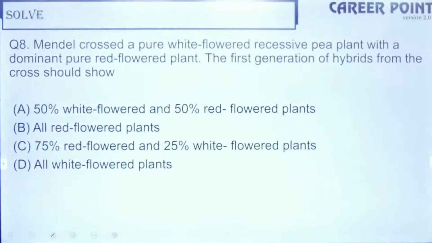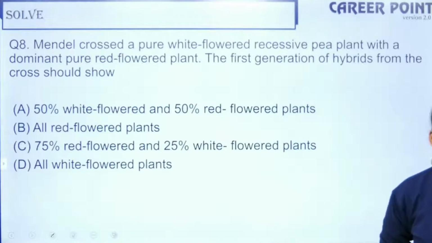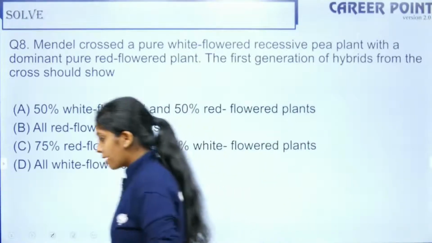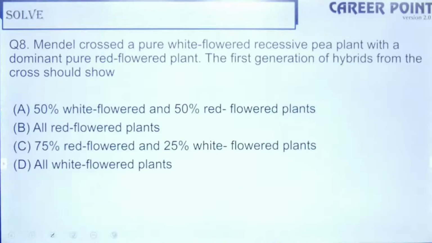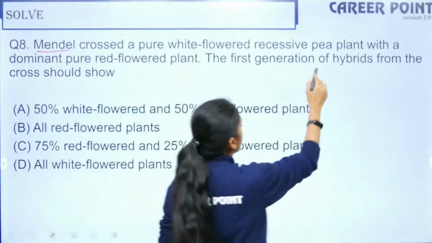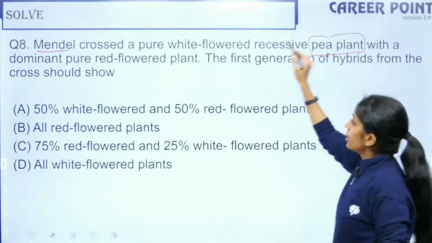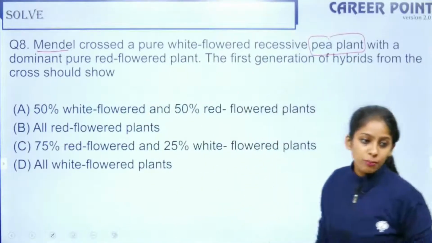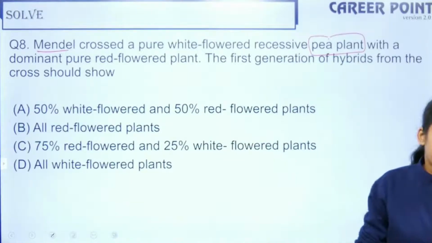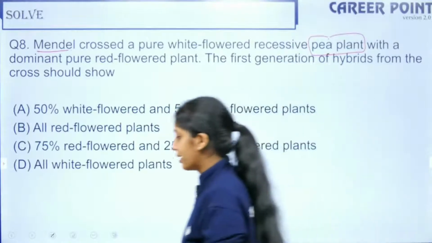Yes, question number 8. Mendel crossed a pure white flowered recessive pea plant with a dominant pure red flowered plant. The first generation of the hybrids from the cross would show. Yes, question number 8. So this is Mendel and he did it in pea plants. So don't just go white and red, so it is incomplete dominance, it is not incomplete dominance.